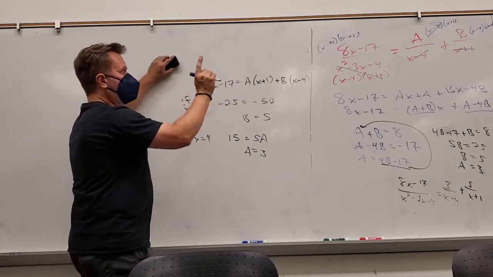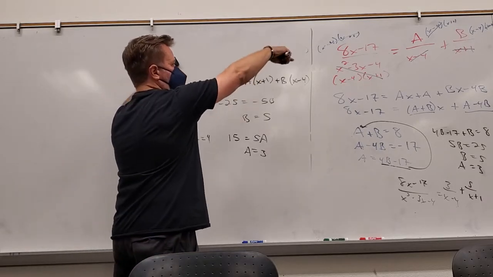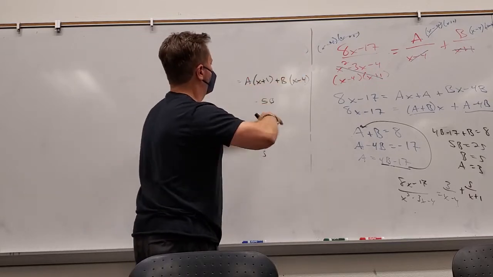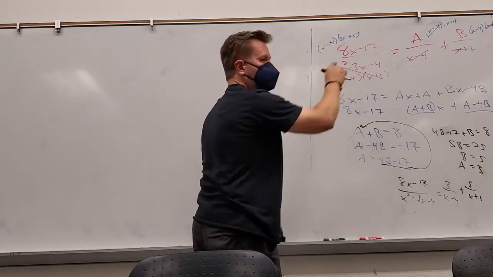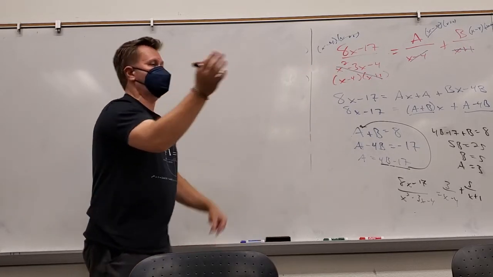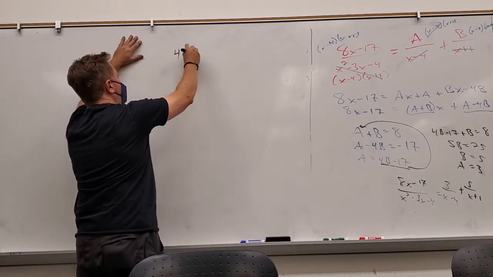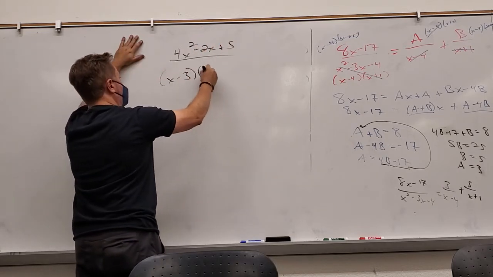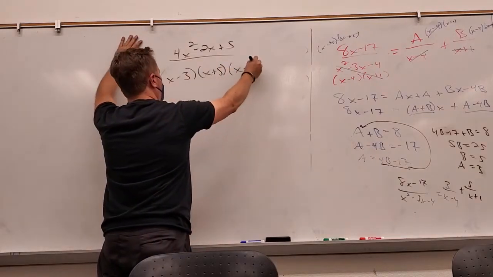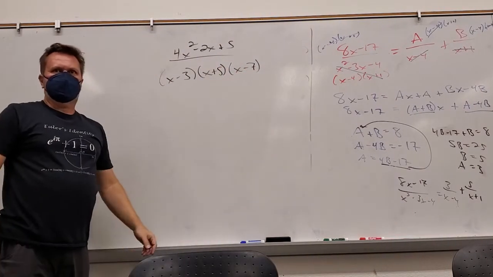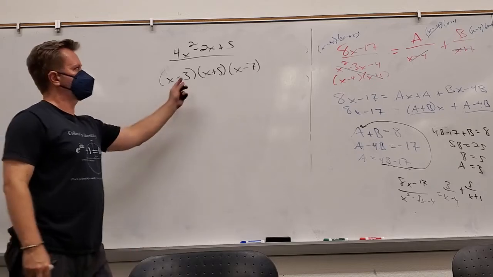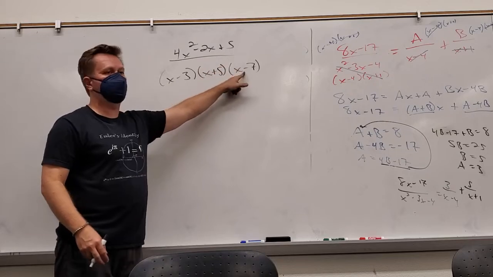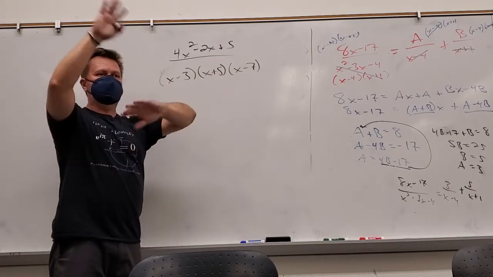Exactly. So, every single rational expression where the bottom can be broken up into linear parts. You with me? So if I had, for example, 4x squared minus 2x plus 5 over, and I factored the bottom and I got this. What would be the first step on the other side? A over this, plus B over this, plus C over that, multiply by this, and so on.